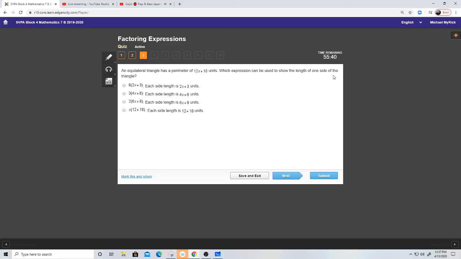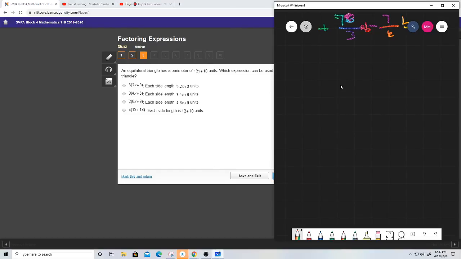All right, an equilateral triangle has a perimeter of 12x plus 18. Which expression can be used to show the length of one side? Okay, so what we have to realize here is that we're dealing with a triangle, right? So when we factor this, it's got to be 12x plus 18. We're going to divide everything by 3. We're going to factor out a 3. So 12 divided by 3 is 4x. And 18 divided by 3 is 6, okay? So we're looking for 4x plus 6. I only see one of those. And you only see one of these that are actually pulling out a 3.